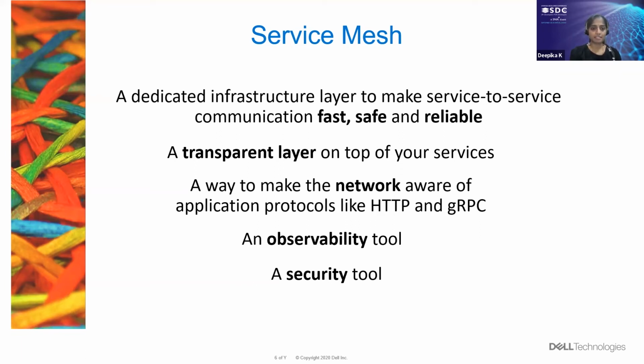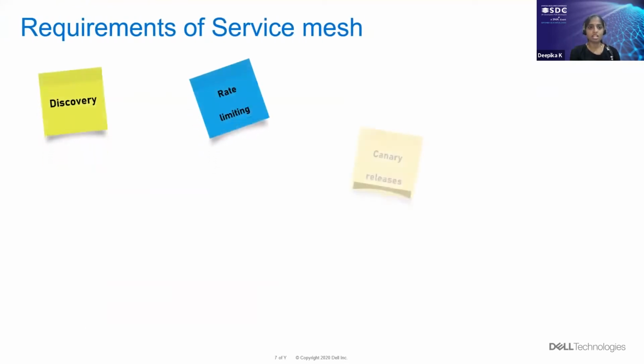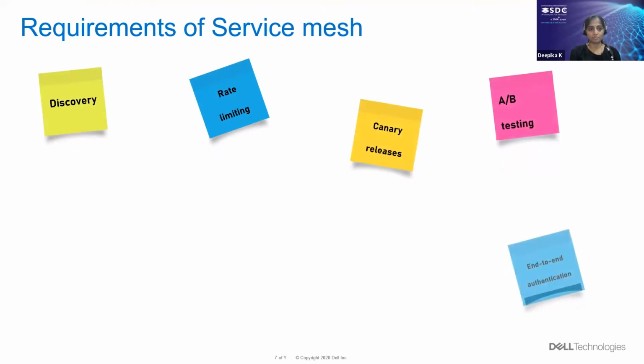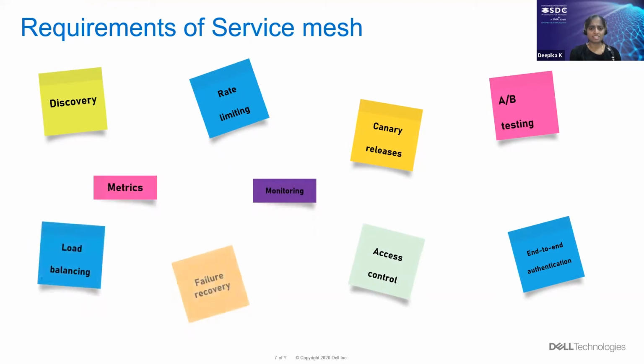Now, we shall have a look at the actual requirements of a service mesh. If I have to use a service mesh, what do I expect from it? There are a wide range of things. I would just brief you on a few of them. We would expect a service discovery mechanism. Service discovery is how applications and microservices locate each other on a network. We would also require load balancing. Load balancing refers to efficiently distributing the incoming network traffic across a group of backend services.